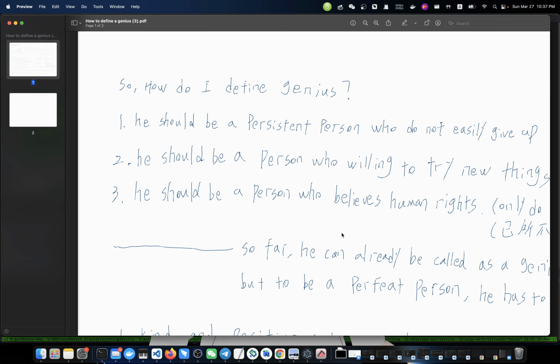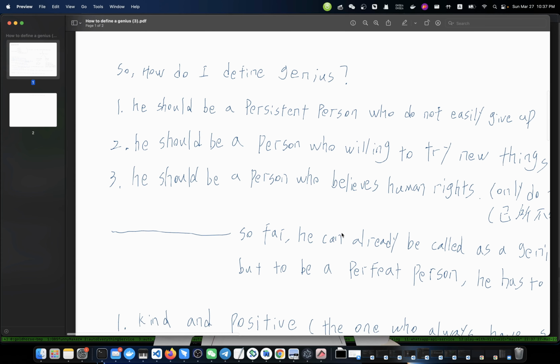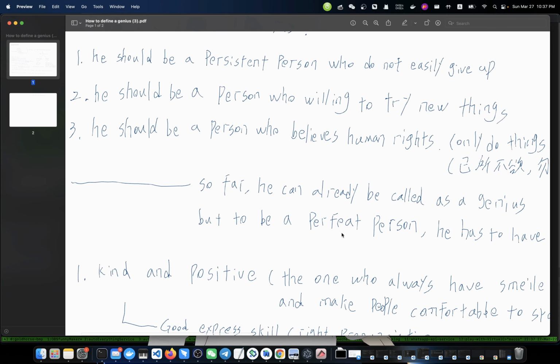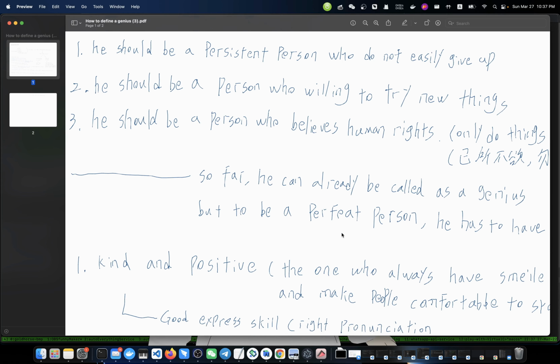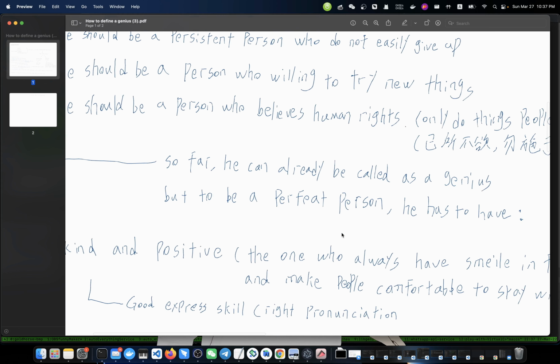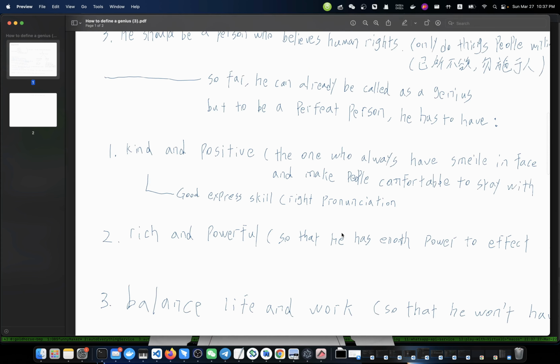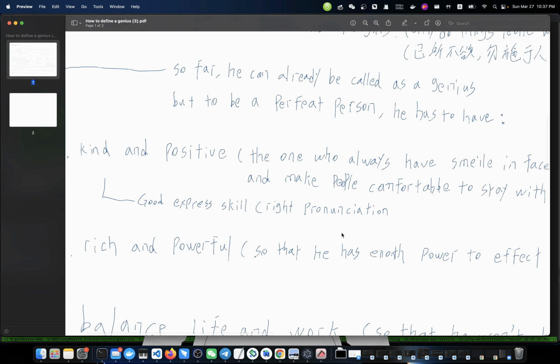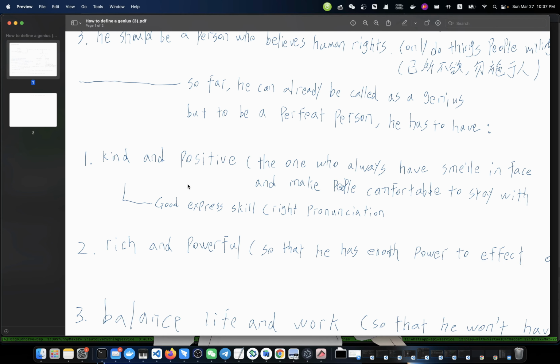and that is a bad thing to say. Okay, so far, with the three types, we can already define a genius. But in some cases, some people are seeking a perfect man or woman. In this case, there have to be a lot more features for a person to have. So what can we get? The first one is kind and positive.